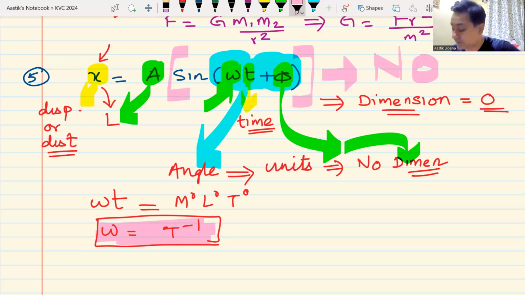What have I done here? Omega into t has to be dimensionless, so omega must have the reverse dimension of t. The dimension of t is capital T. Therefore, the dimension of omega becomes 1 by T, and 1 by T is T raised to the power -1. This is also known as angular frequency or angular velocity. You might not have heard these terms. We will be hearing these terms in the coming class.